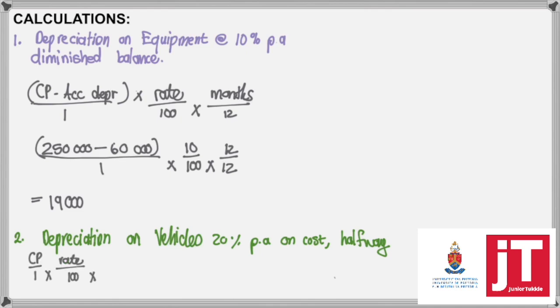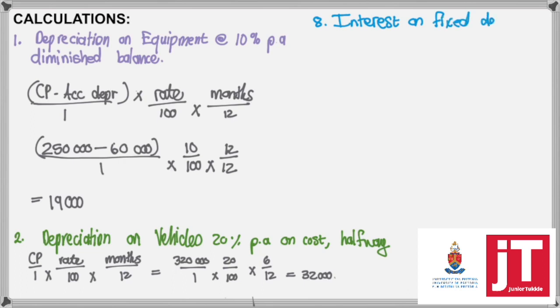So our formula is cost price over 1 times rate over 100 times months over 12. And yet again, where do I find the amount of 320,000 Rand? From the pre-adjustment trial balance, you will see that we have 320,000 Rand for vehicles. Rate is still 20. Half of a year is 6 months, so 6 over 12, and that gives us 32,000 Rand.